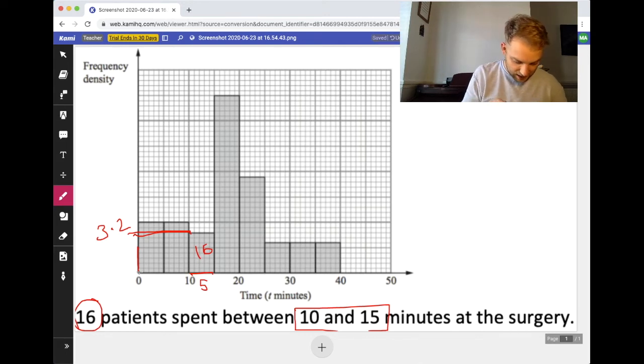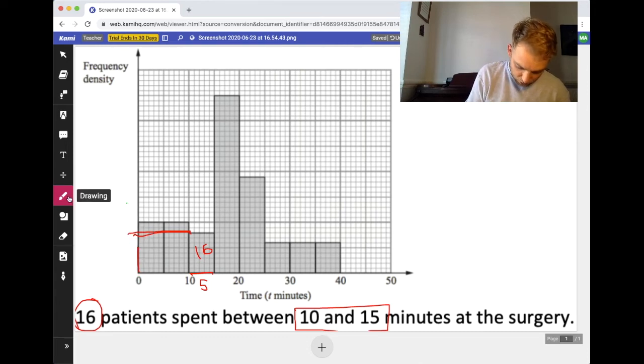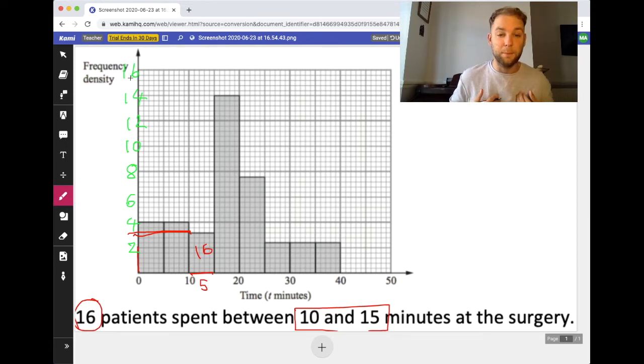Which means that each one of these is 2. So I'll rub that out. I know that the height of each of these now is 2. So I can go 2 there, 4 there, 6, 8, 10, 12, 14, 16 at the top there. Okay, that is the really tricky part. I'll just go through that one more time.